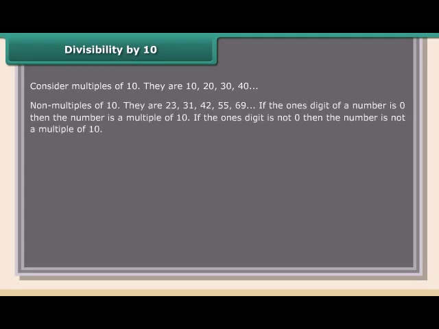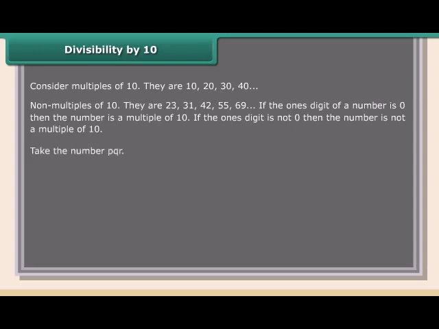Divisibility by 10. Consider multiples of 10. They are 10, 20, 30, 40. Non-multiples of 10 are 23, 31, 42, 55, 69. If the ones digit of a number is 0, then the number is a multiple of 10. If the ones digit is not 0, then the number is not a multiple of 10.